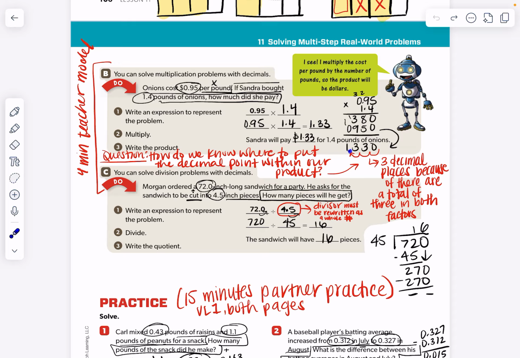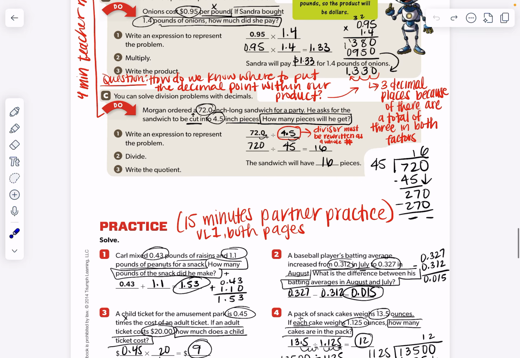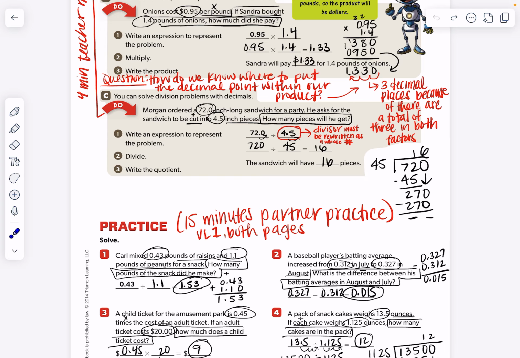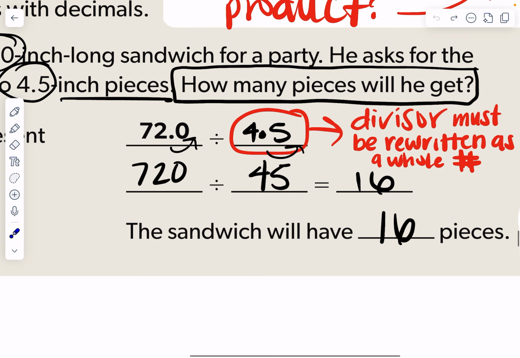So the only place that makes sense is to put our decimal point right here, which we know that 1 is close to 0. And then the last model that you are going to do is question C, which is around division, right? We know that this is a division question because it talks about cutting sandwiches into pieces and then sharing them. So we know that we're dividing. So again, something that you want to highlight for this question is that we cannot have a divisor with a decimal.